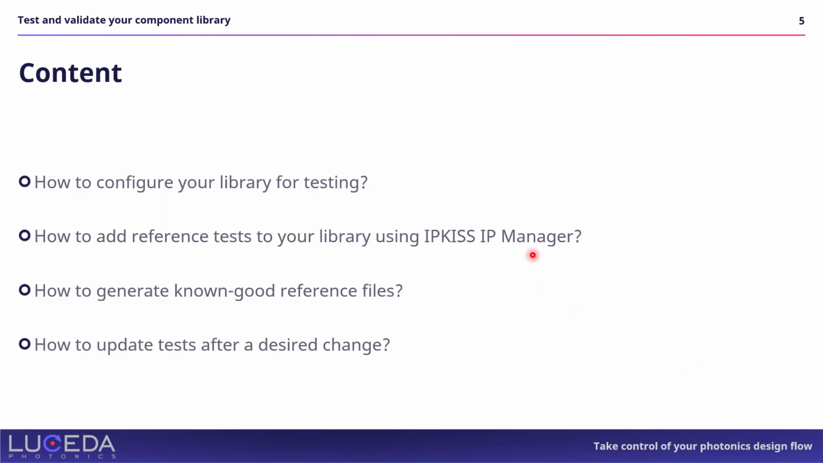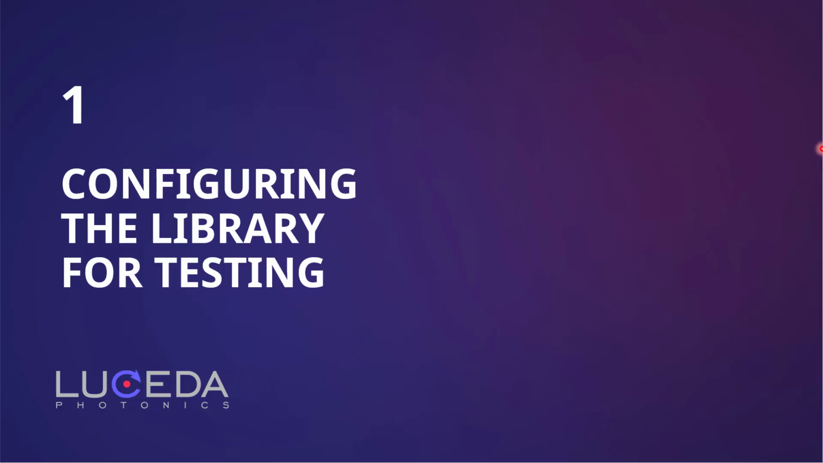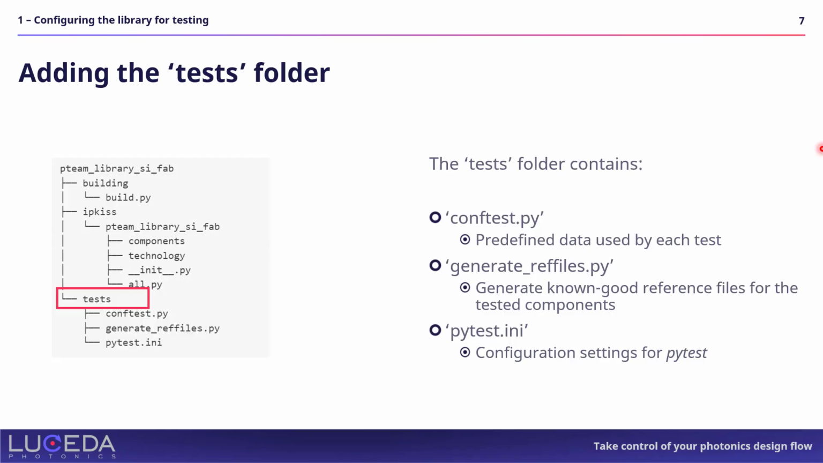In this tutorial, we are going to see how to do all of that. First of all, how to configure your library for testing. Then we are going to see how to add reference tests to your library using IPKISS IP Manager. We are going to see how to generate known good reference files using the tests that we have defined, and then how to update the tests after a desired change. Let's start by configuring the library for testing.